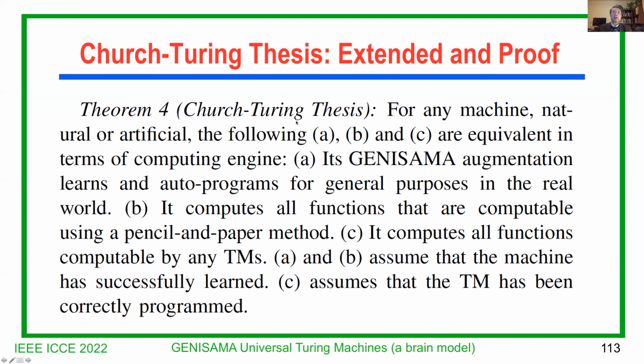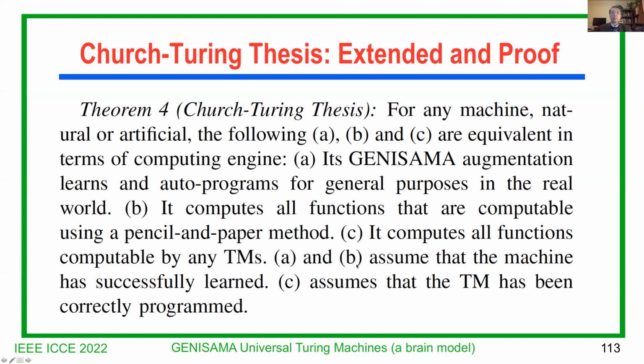The theorem says that for any machine, natural or artificial, the following A, B, C are equivalent in terms of computing engine. A, it is a GENISAMA that learns and autoprograms for general purpose in the real world. B, it computes all functions that are computable using the paper and pencil method. C, it computes all functions computable by any Turing machine.